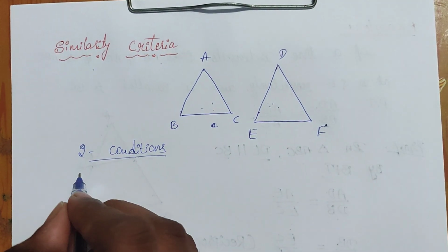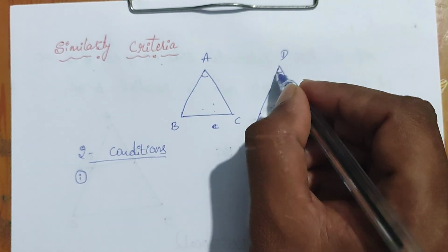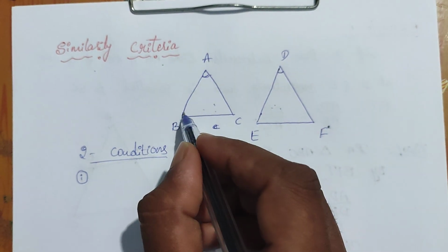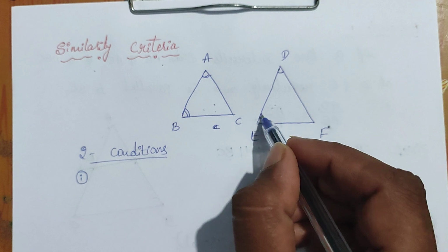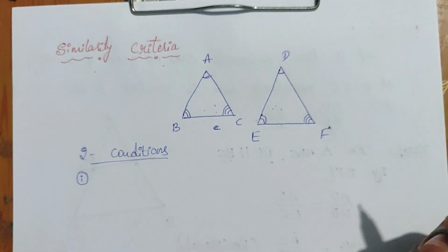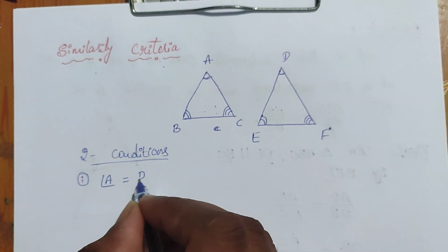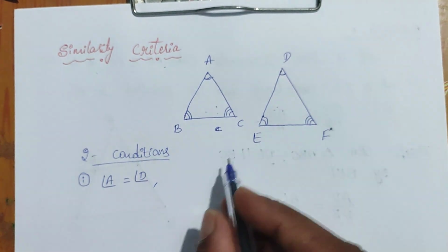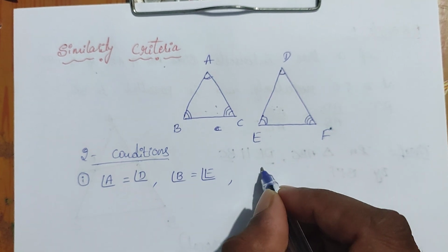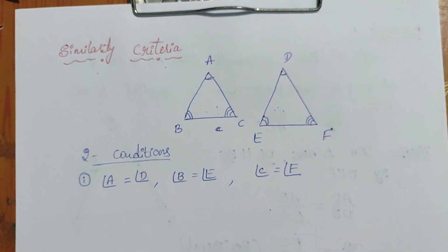The first one is that the corresponding angles must be equal. That is, angle A and angle D are corresponding angles. Angle B and angle E are corresponding angles. Angle C and angle F are corresponding angles. That is, angle A is equal to angle D, angle B is equal to angle E, and angle C is equal to angle F. The corresponding angles are equal.